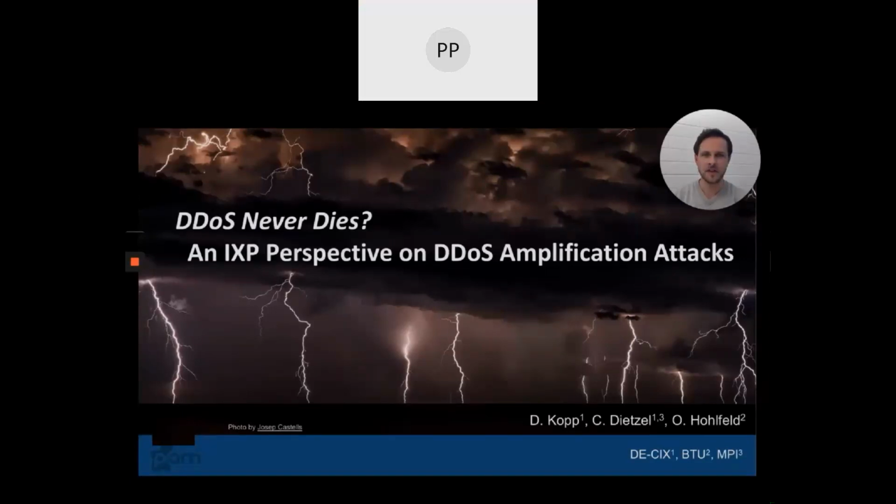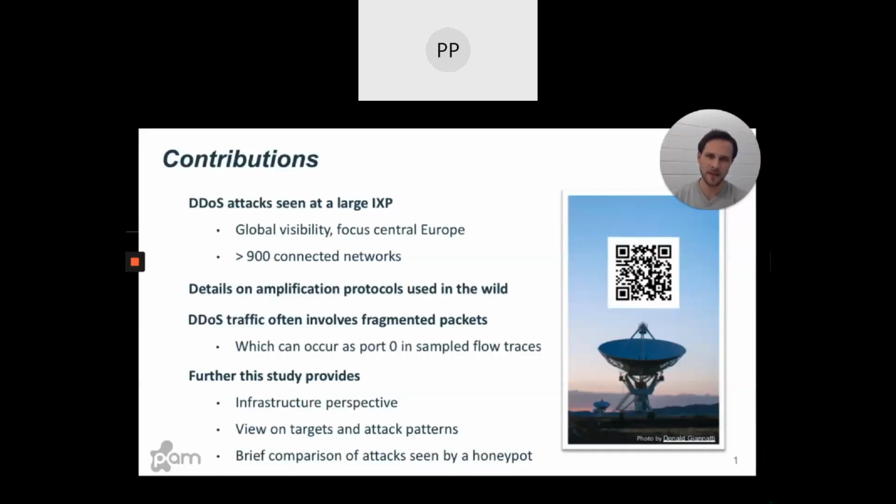The presentation of our study. So simultaneously, when we sent in the study to the Passive and Active Measurement Conference, a panel discussion appeared at the last conference of the North American Network Operators Group meeting in October 2020 with the title, Why Do We Still Have DDoS Attacks? So independently, this had almost the same title and the same idea to discuss the continuous prevalence of DDoS attacks. Our study gives an updated and detailed view on DDoS amplification attacks as seen from the perspective of an IXP. So let me start with the contributions.